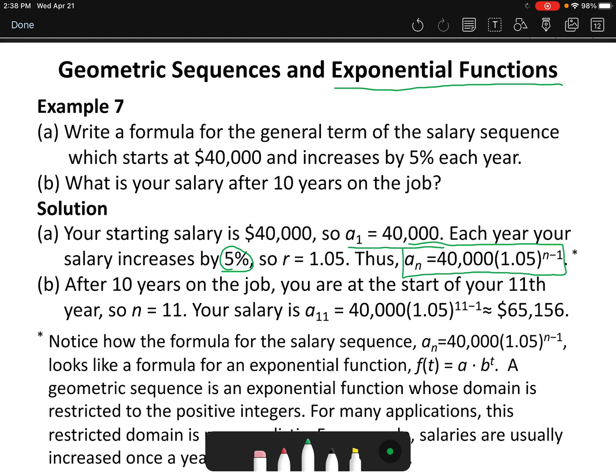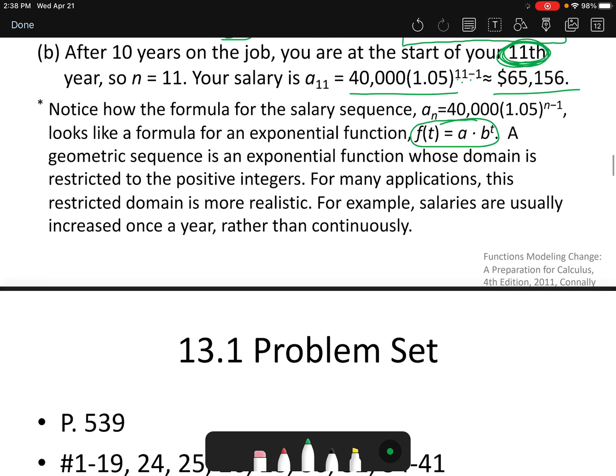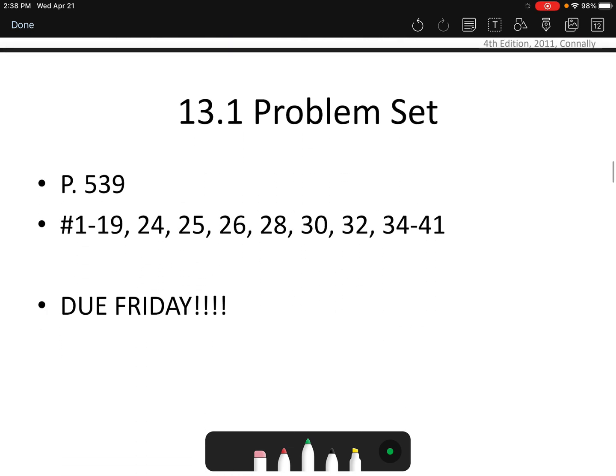That's it, a b to the t. Now, after 10 years, we'll be starting our 11th year, so we put 11 minus 1 in there, and that is 10, and so our salary would be $65,156. Notice how it just looks like a b to the t. So arithmetic sequences are linear, and geometric sequences are exponential.